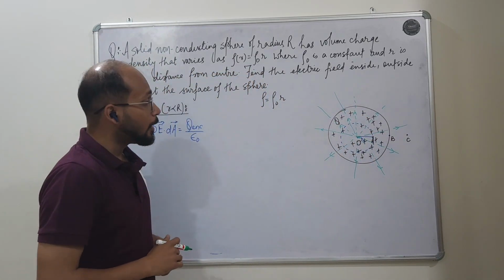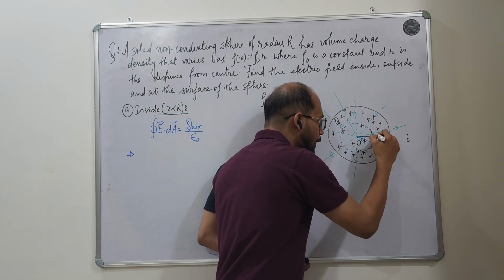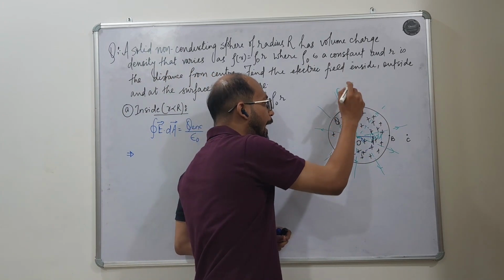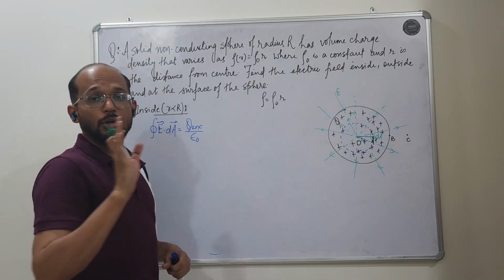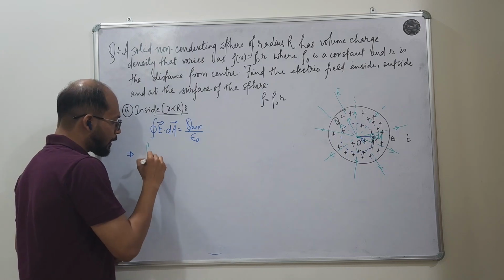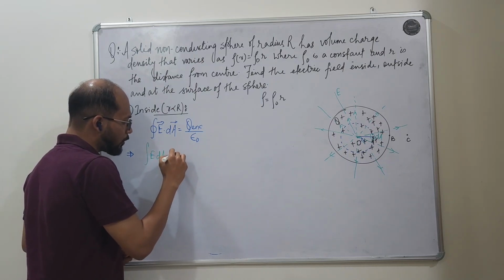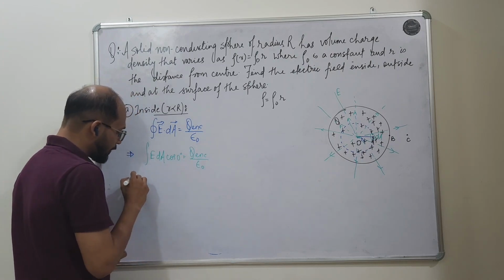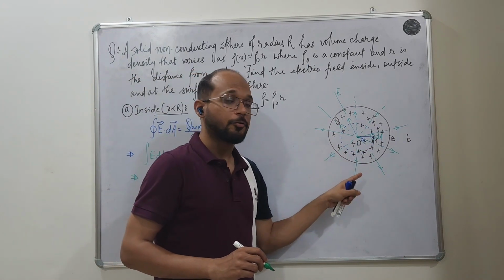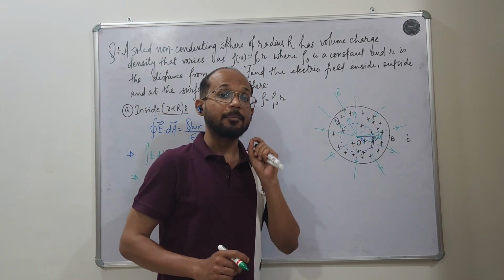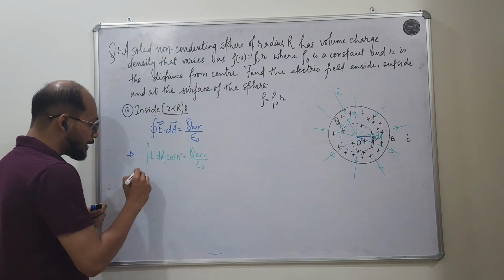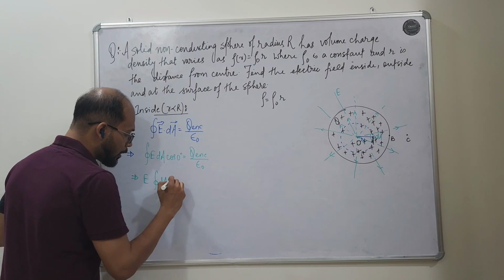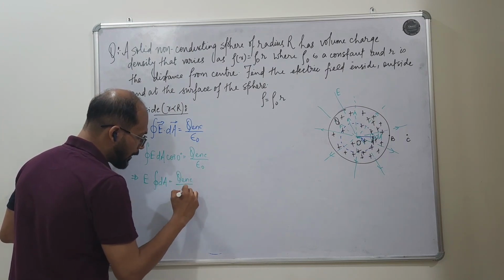That means if we choose a dA vector, again the dA vector will be radially outward. That means the electric field and the dA vector will have an angle of 0 degrees between them. So we can say E dA cos 0 will be Q enclosed divided by epsilon naught. Now, since each and every point on this Gaussian surface is at a distance r from the center, the electric field is constant, so we can take it out of the integration sign. So that will be the closed integral of dA equal to Q enclosed divided by epsilon naught.